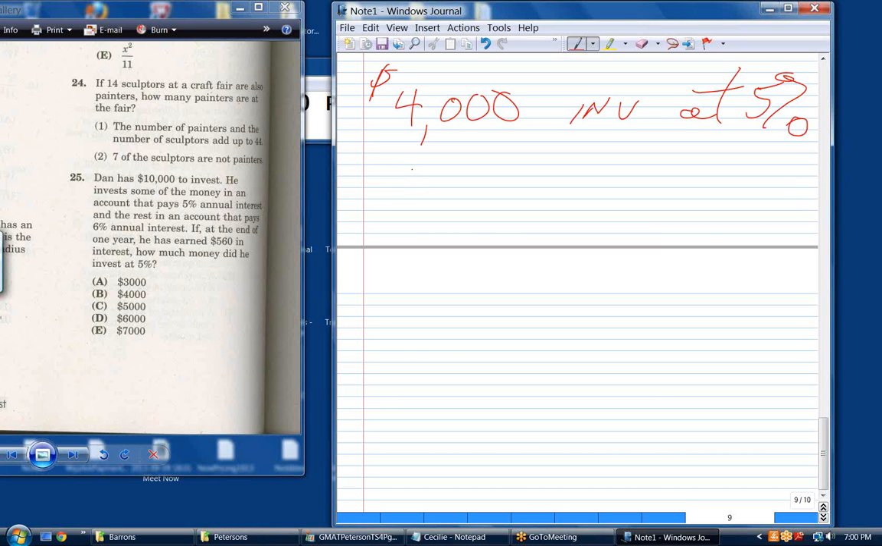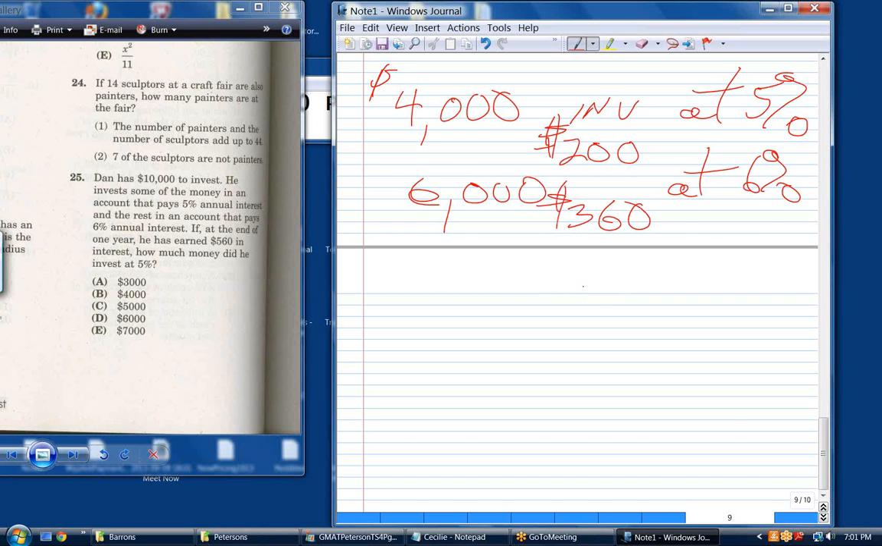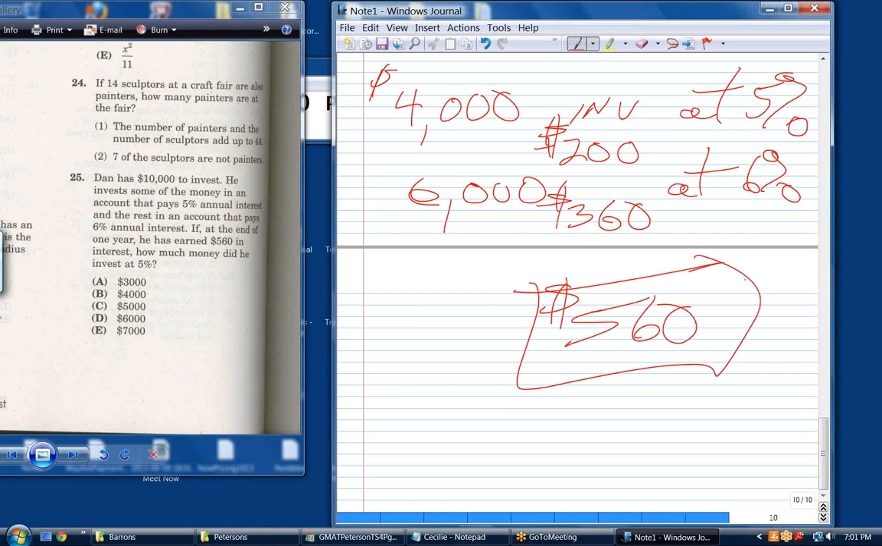I'm just going to write the numbers down. Well, let's put the other piece of information that tells us. If 4,000 was invested at 5%, how much was it? 200. Okay, that's plus $200 in interest. How much was invested? And then he would have invested 6,000 at 6%, which would give him 360. So that's the answer. Right. So back solving was really quick.